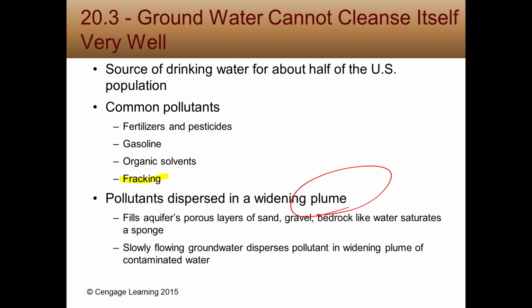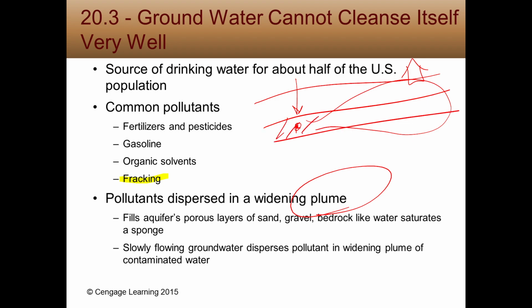Think of it like ripples in a pond. Maybe the contamination's right here underground, but then it all stretches and it's affecting this house over here, even though the source is right there. So you have this aquifer, this underground river, right? And you've got these sand, gravel, bedrock layers, and the water saturates it, and then it just spreads. That is one of the reasons that groundwater is so very tricky.